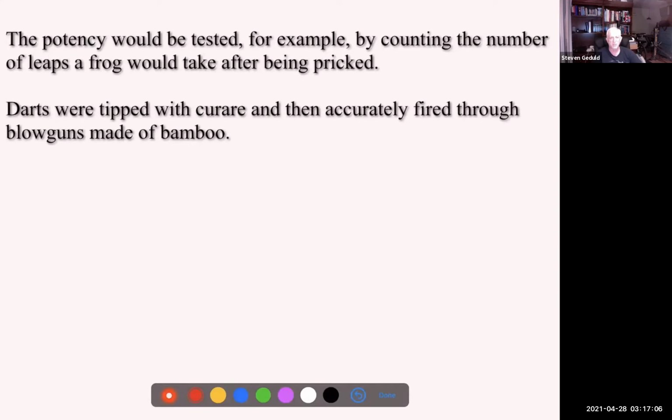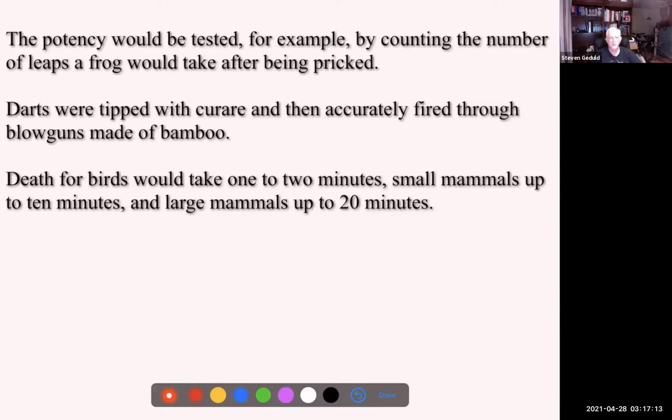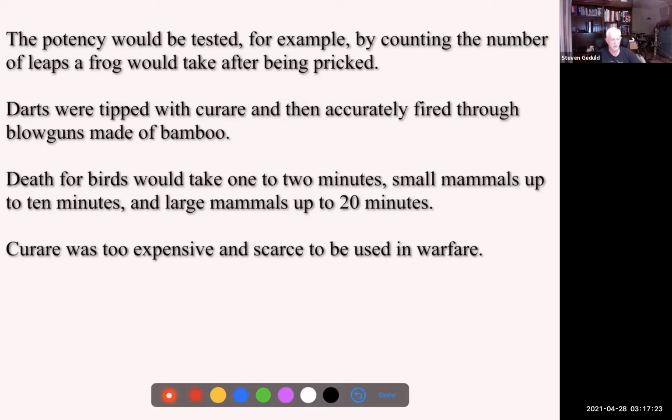Darts were tipped with curare, accurately fired through blowguns made of bamboo. Death for birds would take 1 to 2 minutes. Small mammals, up to 10 minutes. Large mammals, up to 20 minutes with curare, as they were poisoned. Curare was too expensive and scarce to be used in warfare. So they never used it battling between tribes. They never used it against other humans because it was too expensive to waste on people. They had to use it for the food supply.